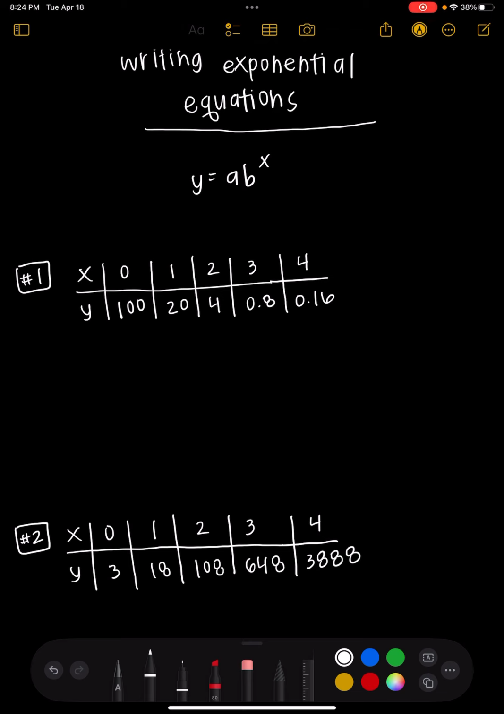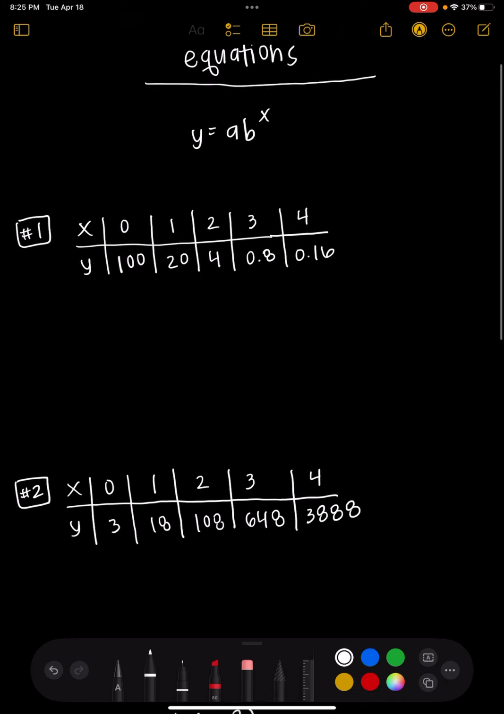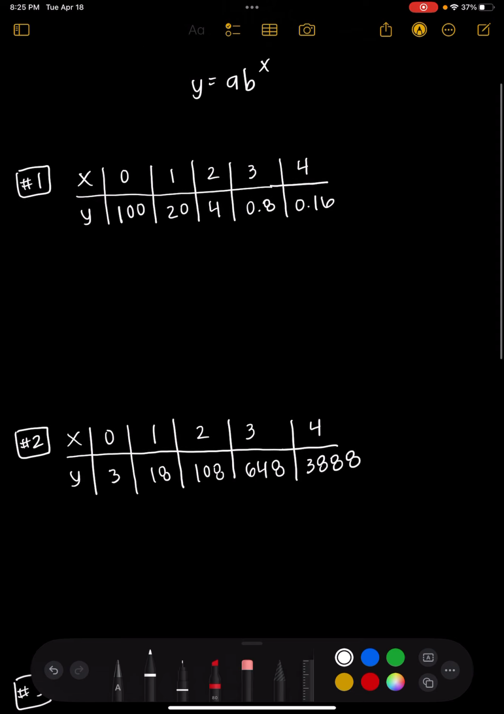So as you know, the general form for an exponential equation is y is equal to a times b to the power of x. And we've kind of talked about it in the last video, but a is like your starting point or your y-intercept, and then b is how fast it's growing. So we're just going to jump into these examples so I can show you. We're going to really use this equation y is equal to ab to the power of x.